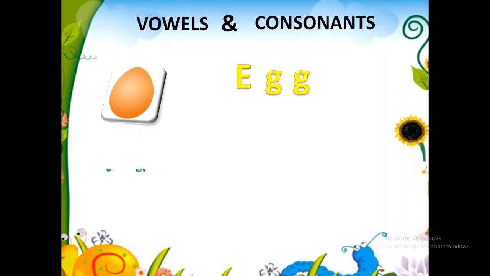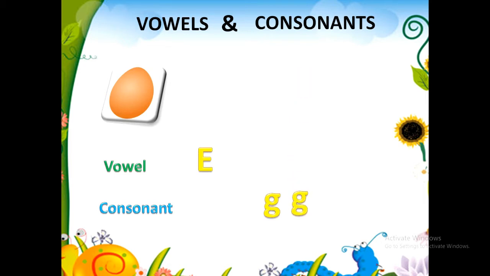Egg. E-G-G. Egg. First letter is E. E is a vowel. Second letter is G. And G is a consonant. Third letter is also G. Here, consonant G is used 2 times. So, in this word, one vowel E and one consonant G is used.